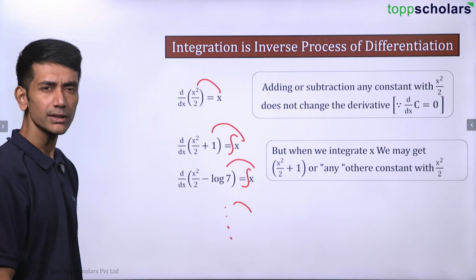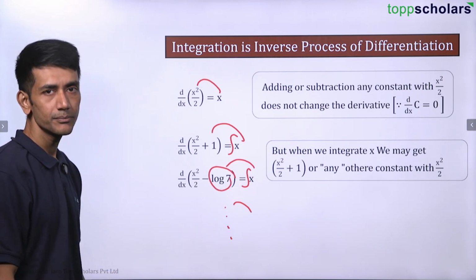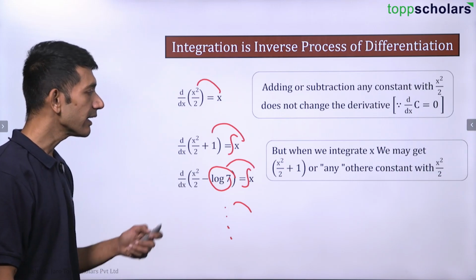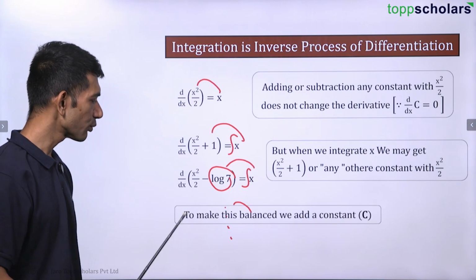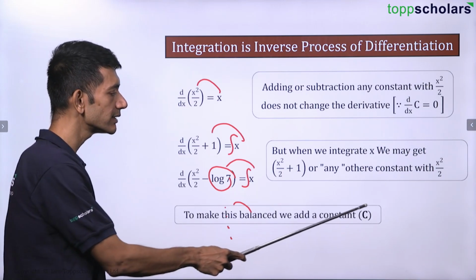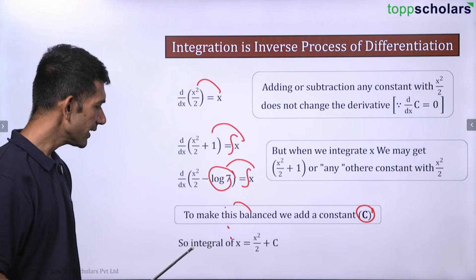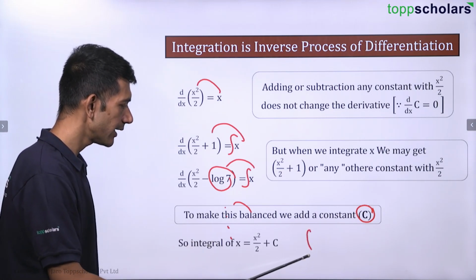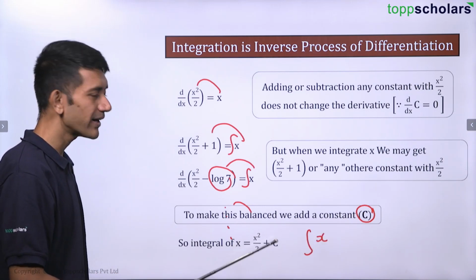I don't know what is the constant there, right? So in that case, this constant can be anything, correct? And that is why we need to take some constant c in that case. So to make this balanced, we add a constant c. How do we add that? Let us see. We can say that the integral of x is nothing but x square by 2 plus c.